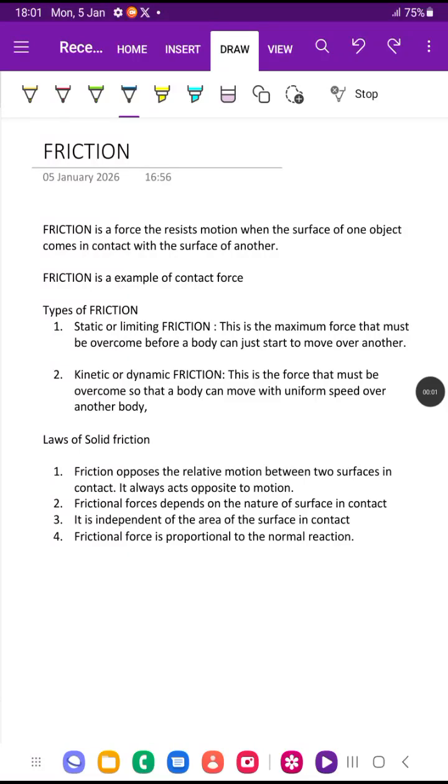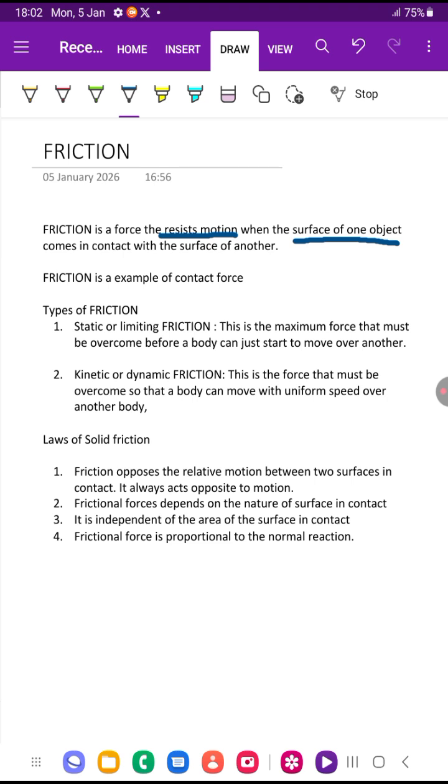Hello everyone, welcome to this class, and today I want to talk on friction. So friction is a force that resists the motion when the surface of an object comes in contact with the surface of another object. Or you can say that friction is a force that opposes motion when the surface of one object comes in contact with the surface of another.